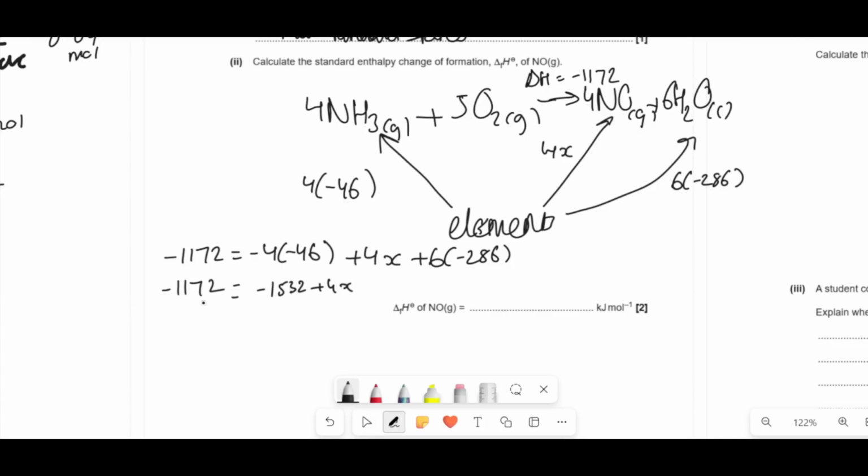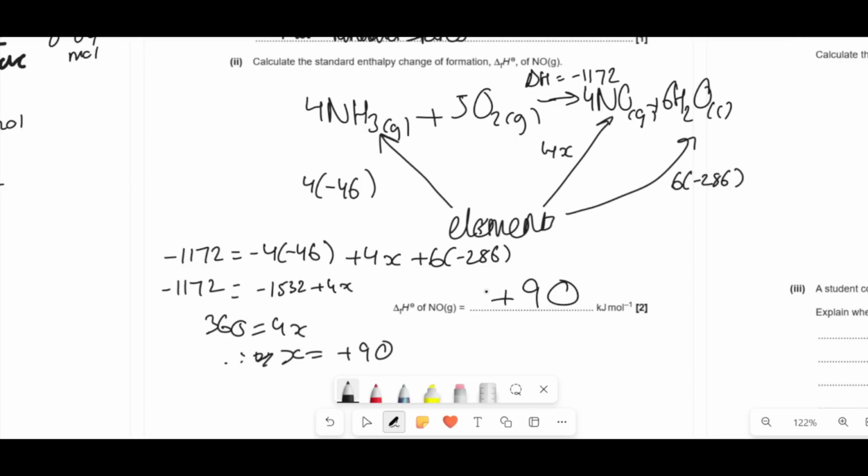So then if I do minus 1172 plus 1532, I get 360 equals 4x. Therefore, x equals 360 over 4, which is plus 90 kilojoules per mole. Plus 90. You gotta put the plus there because it's an enthalpy change.